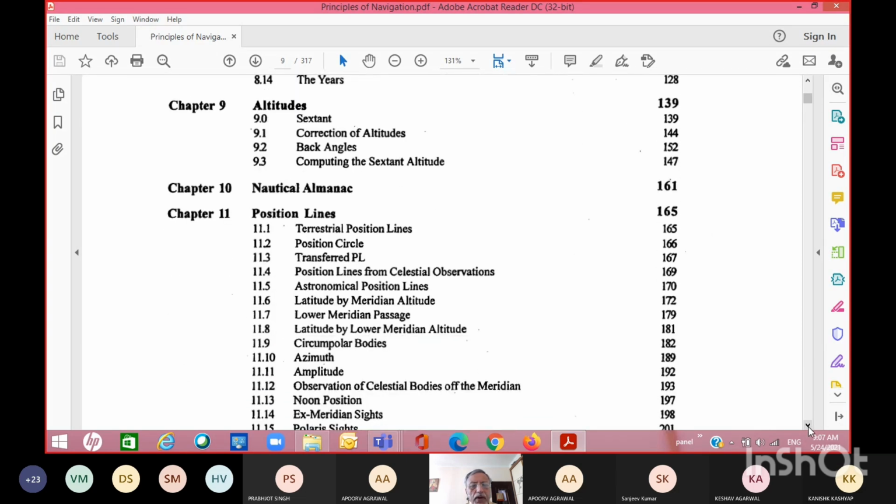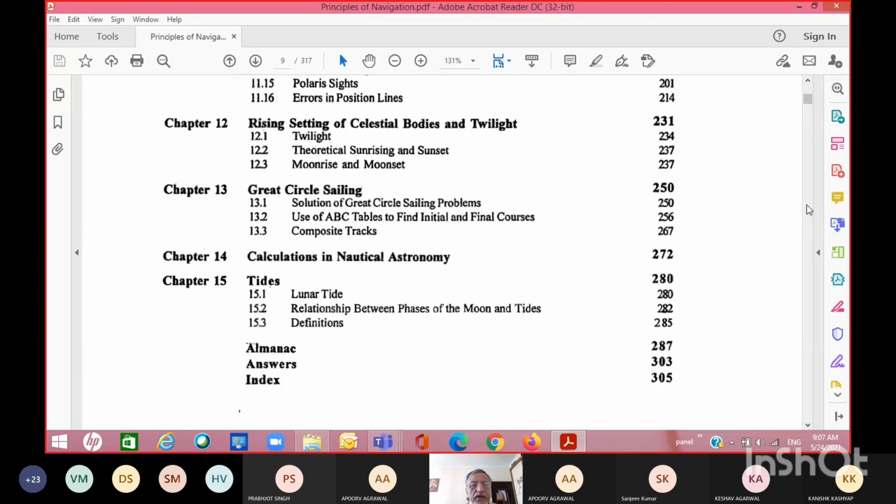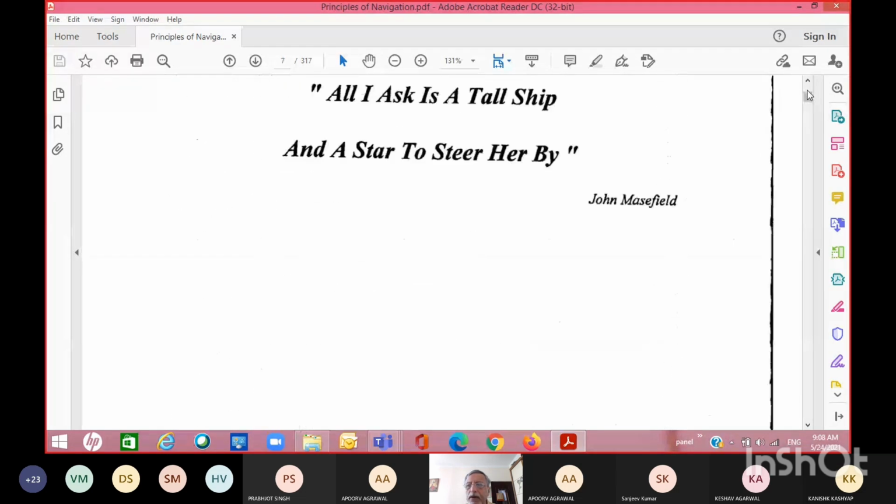Then we have a little bit of nautical almanac, and then the position lines and the practical part start. Twilight I'll also be covering. The great circle will be in the TCNO paper which you're already doing, and the tides also. So I hope that is clear.